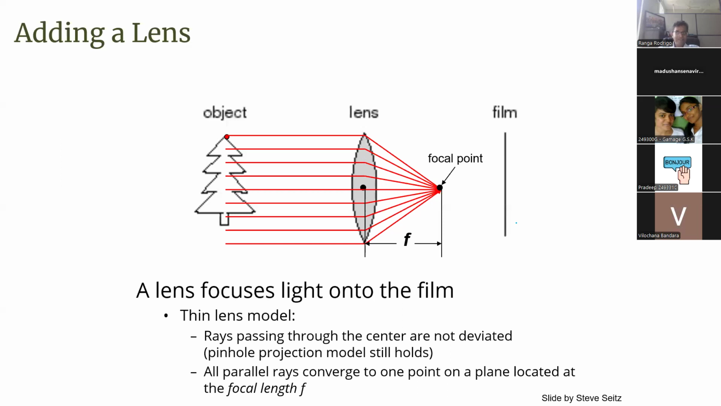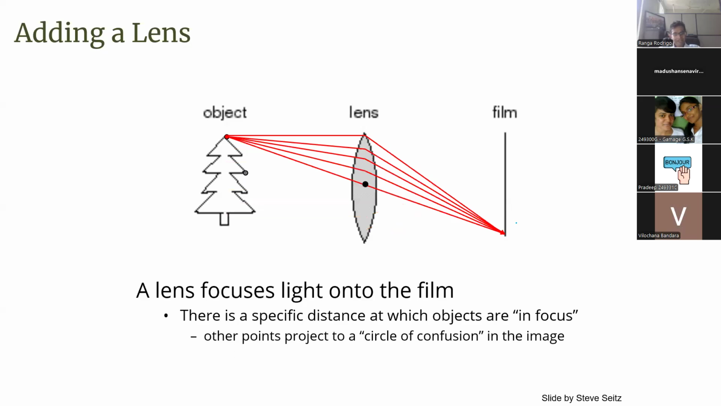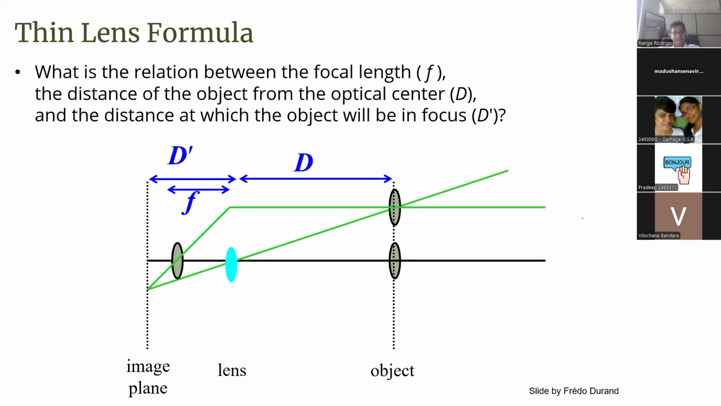So those are two rules that we learned in O levels and A levels, right? Okay, so there's a specific distance at which the object is in focus. Other points project to a circle of confusion in the image. For example, the focusing happens for this plane. If you take this plane, the focusing will happen somewhere here. So on the film, there is blur. So you can see the distance between the film and the lens is very important. This is called the circle of confusion.